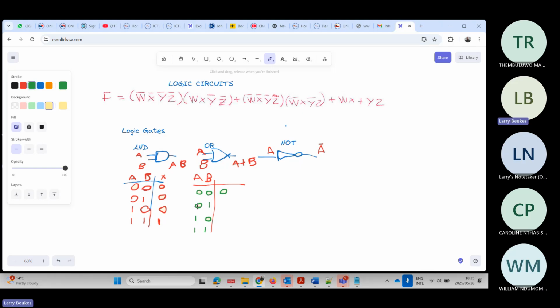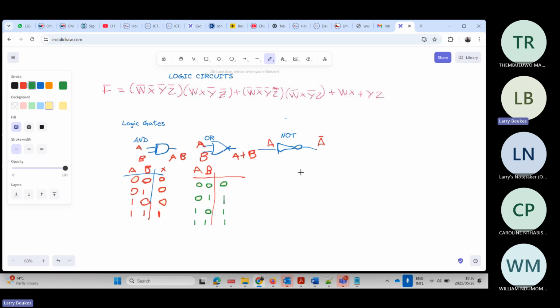For the OR gate, if one of the inputs is high, the output will be high, right? 0, 1, this will be a 1. 1, 0, this will be a 1. 1, 1, this will be a 1, right? So the difference here is that for the AND gate, both inputs must be high for the output to be high. For the OR gate, one of the inputs must be high for the output to be high, right? And then NOT, we don't need a truth table for this one. We know if it's a 0, the output will be 1. That's it, right?